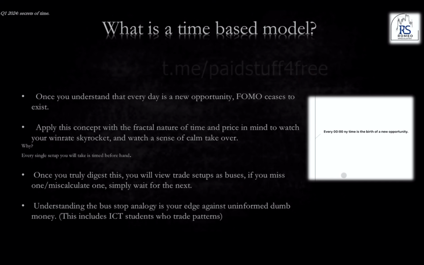Understanding the bus stop analogy is your edge against uninformed dumb money. I'm pretty sure most of you, this is the first time thinking of price in this way, as every midnight is a new opportunity, either for a reversal or continuation or a scalp or whatever. Midnight New York is your key. And every midnight is a new opportunity. Every 159 is a new opportunity. And this includes ICT students who trade patterns, which is pretty much every single one on Twitter.